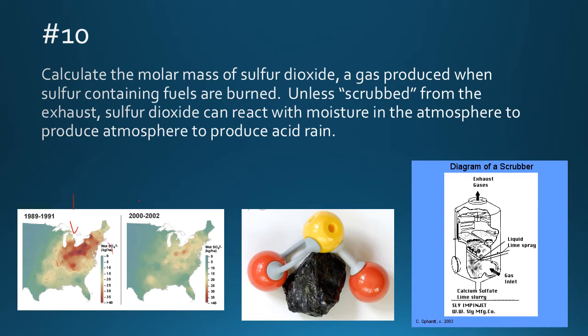And since we started using, I use that term loosely, scrubbers, we've managed to get a lot of the sulfur dioxide out of the air, and you can see that there's an improvement in the amount of acid rain. However, this sulfur dioxide reacts in the moisture to produce acid rain. So, we should probably have the question. We need the molar mass.